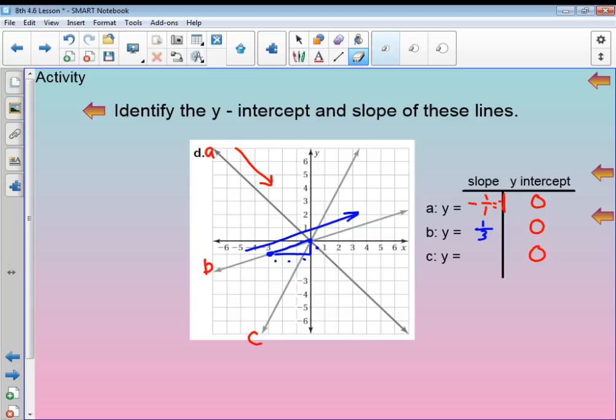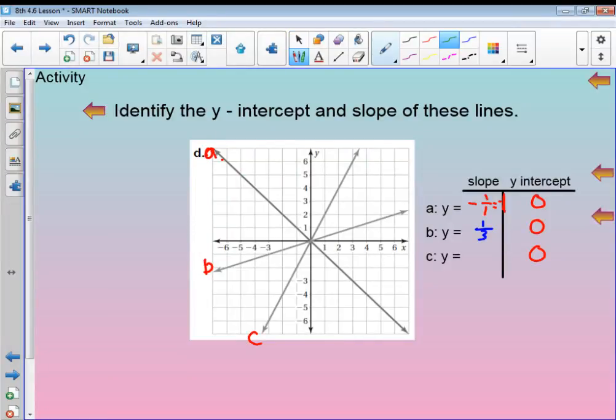And now I'll go ahead and do my green. And my C line, well, there's the middle, and it looks like it crosses at the first corner right there. My rise is 2, my run is 1, which would be 2 over 1 or 2. And that is going up from left to right, so that is a positive. So we only ended up with one negative line here.